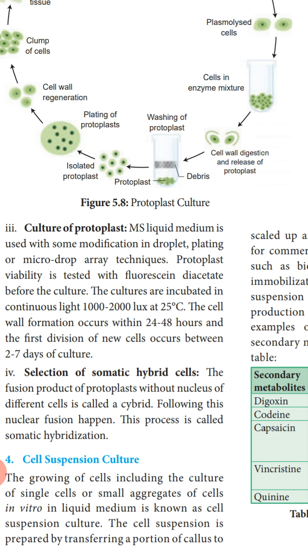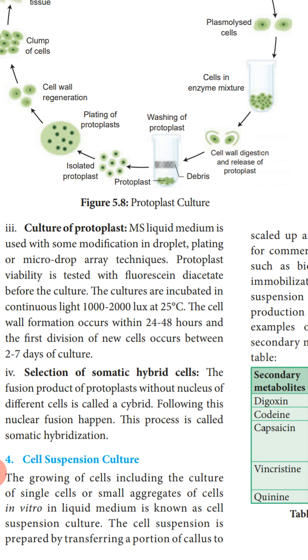Eventually, the fusion of the nucleus of the hybrid. This will undergo the nuclear fusion, that is the nucleus of the two protoplasts will fuse together. This process is called somatic hybridization. So here isolated protoplasts are fused with the help of the binding agent PEG. As a result, first the cytoplasm will fuse and the cell is called a hybrid. After this, what will happen? The nucleus of the two protoplasts will fuse together and we will get a somatic hybrid.